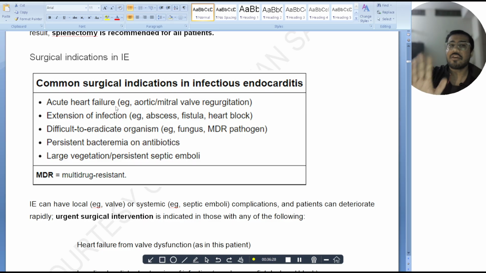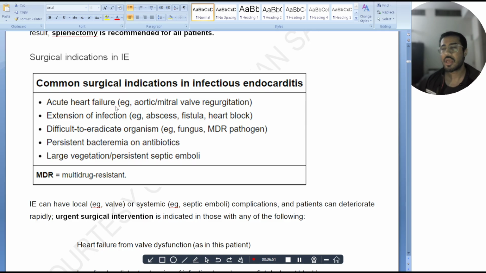Yeah, if the IE is causing any sort of trouble other than just being IE, then you make a surgical intervention. Simple as that. If the IE is just IE and the patient is fine, then it's okay. We try to eradicate it. If we try to eradicate it and we're not able to do it because the organism is really resistant, so what do we do?